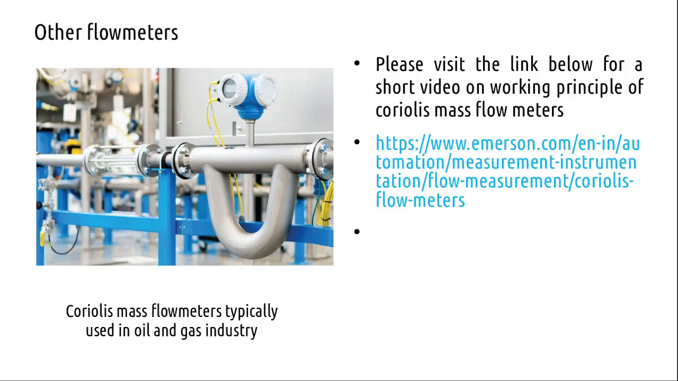Then another type of flow meter is the Coriolis type of flow meter, which is used in the oil and gas industry. So this is a Coriolis type of flow meter. There is a differential pressure sensor also there. So what happens is that the fluid within this chamber, there will be two tubes.